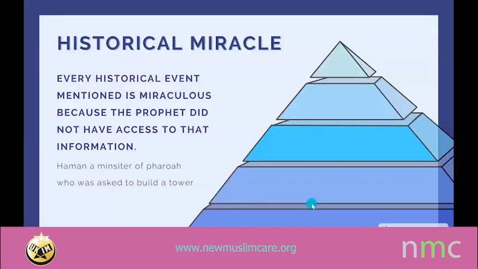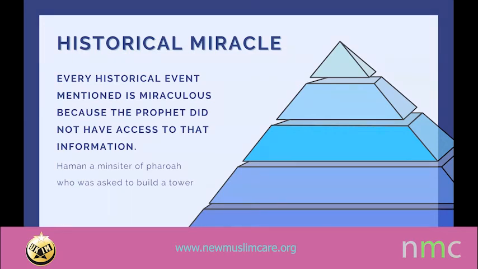I will probably be using the word miracle a lot for the next 15 minutes or so, but bear with me. It can't be helped. The Quran, the whole of the Quran is a miracle on so many levels. Let's have a look at historical miracles. What's a historical miracle? In the Quran, there are a lot of stories about past generations. I've already mentioned a few. Every single story in the Quran that's mentioned is inherently miraculous.